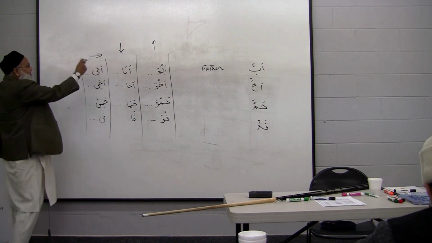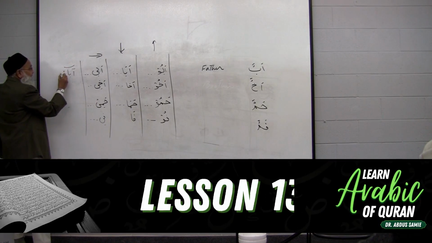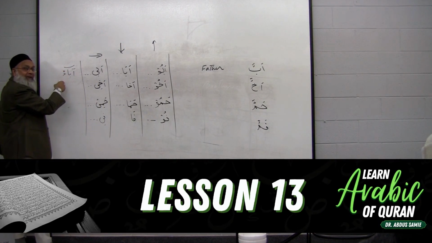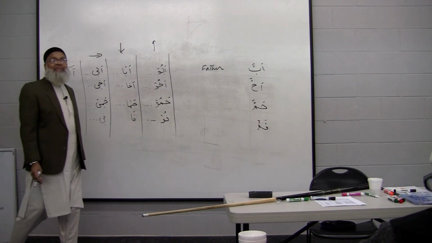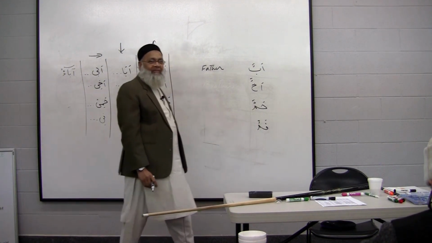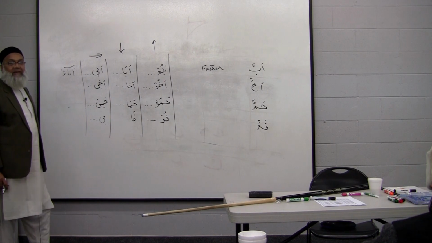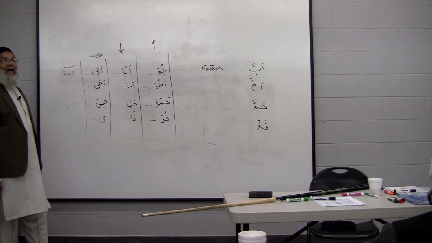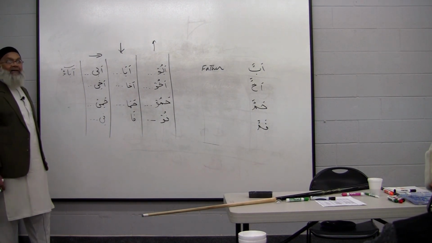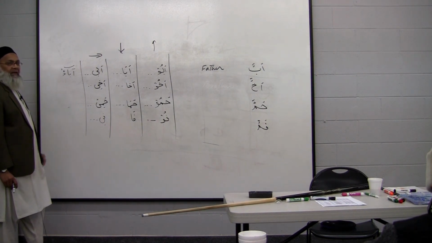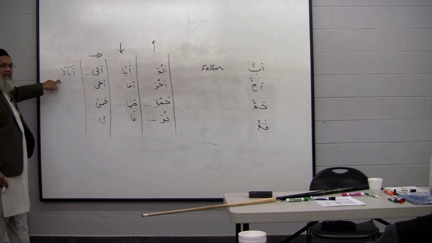And remember the plural of all that. The plural of abun is abau, and this is ghair munsarif. Whenever I write a word without tanween and alif lam, remember it is ghair munsarif. Abau, it's not abaun. Ghair munsarif means it doesn't accept kasra and tanween. It is a partly cooperative noun. It will not get alif lam, tanween, or kasra.